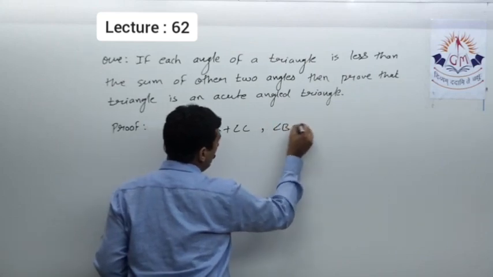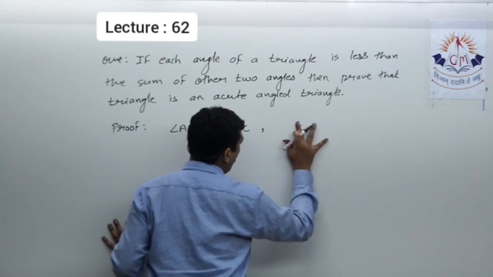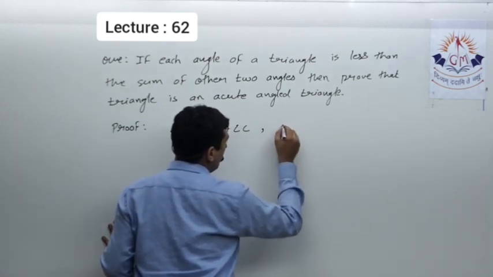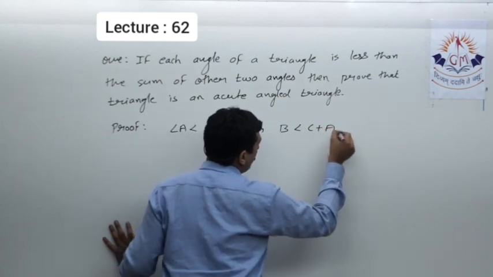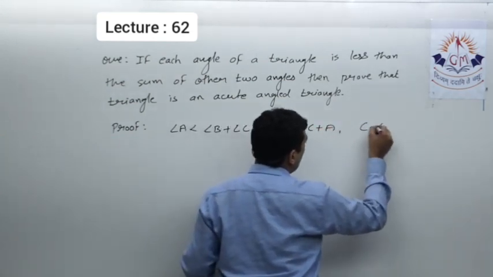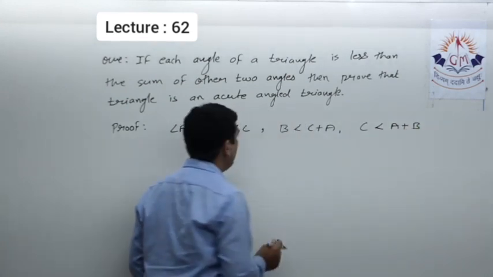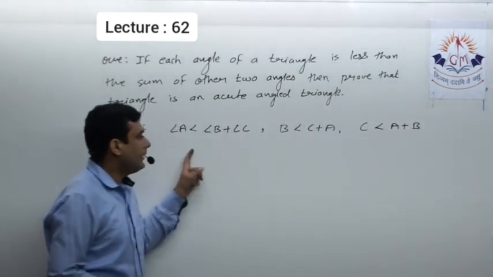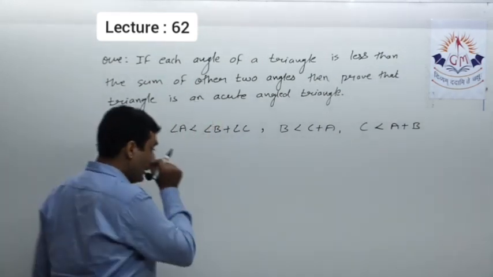Also, angle B is less than angle C plus A. Okay, I am writing directly without the symbol of angle. Angle B is less than C plus A. Also, C is less than A plus B. Okay, that we have been given. A is less than B plus C, B is less than C plus A, C is less than A plus B.